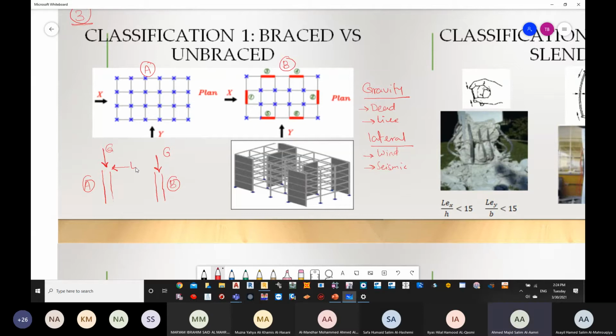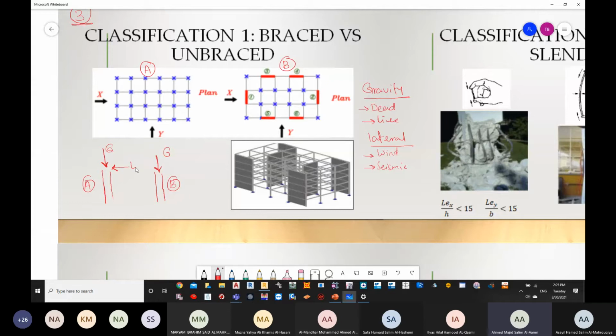So this is an explanation of braced and unbraced. Braced means it is already protected against lateral loading. Other elements are going to take that particular loading, which are the shear walls here. And unbraced means the column is going to be taking both lateral and gravity loading.